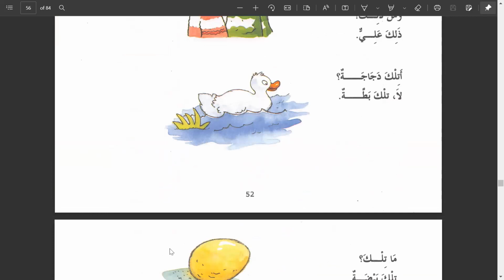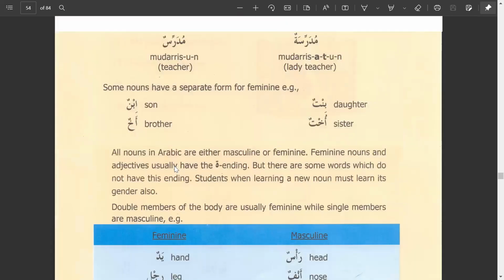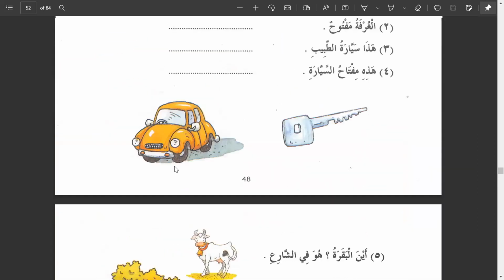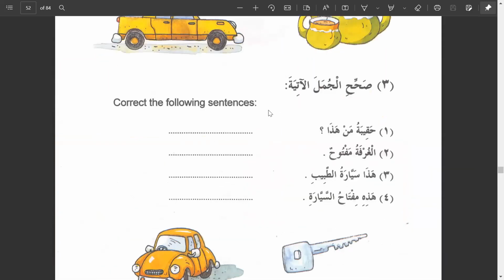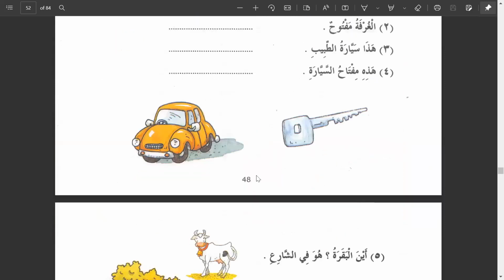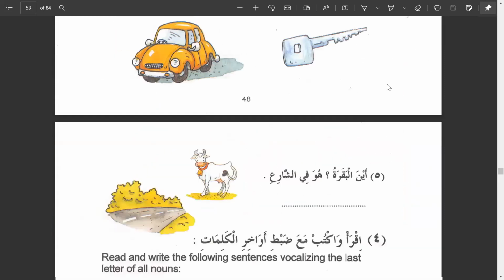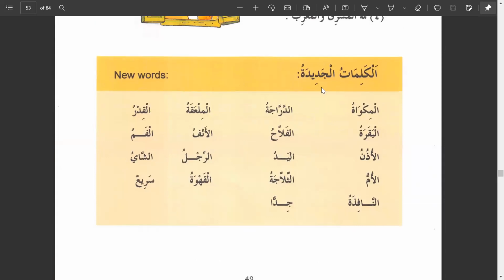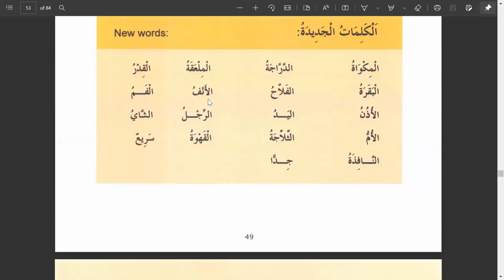And one thing, note it down in your book that you need to write these sentences with correction. Page 48, question number 3, and you need to memorize these new words and meanings. Okay. See you, inshallah, in the next class. Allah Hafiz.